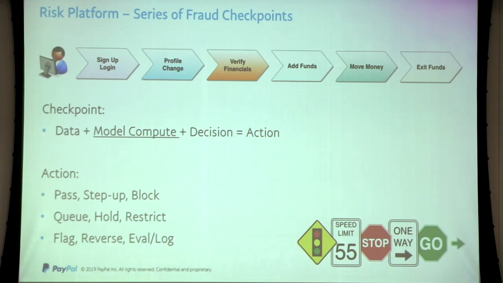From all the way to the left are the more simple use cases, yet again complicated under the hood. We have our login checkpoint. Anytime you change anything on your profile, we'll have a checkpoint for that, and we'll run models and do a compute. Anytime you do anything with your financials, and a financial is essentially a credit card, a bank, anything that can fund the payment, we have a lot of checkpoints around that.